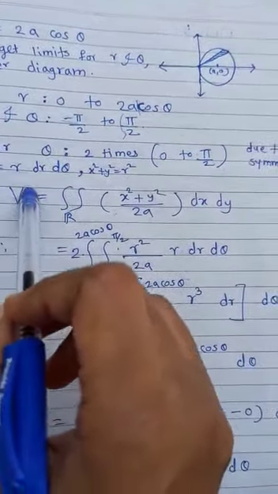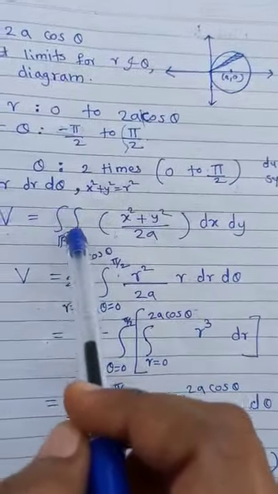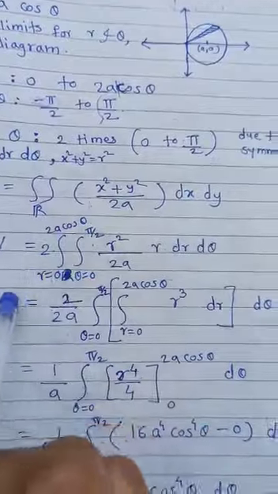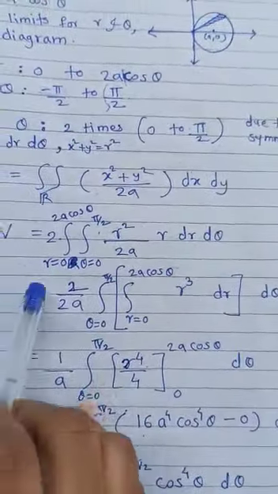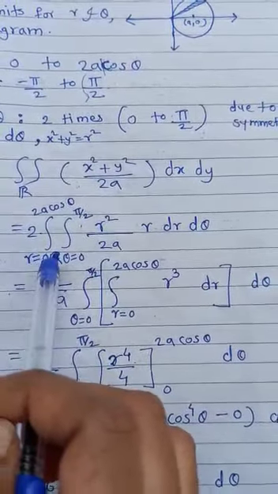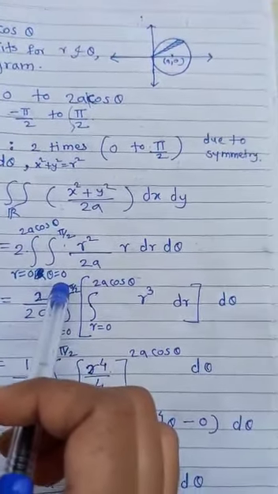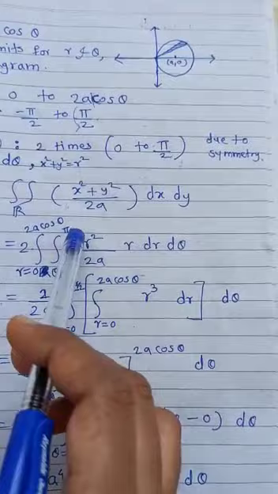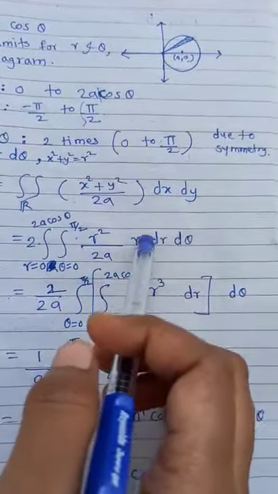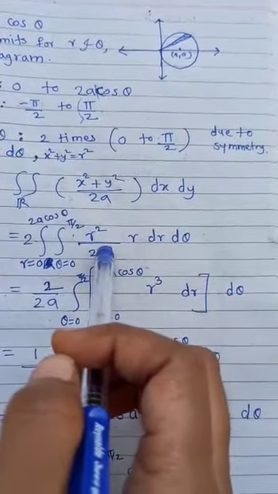So this volume becomes, this is double integration over the region R, x square plus y square upon 2a into dx dy. After converting this to polar, we'll get 2 times r limits 0 to 2a cos theta and theta limits 0 to pi by 2. X square plus y square is r square, dx dy is r dr d theta, upon 2a.